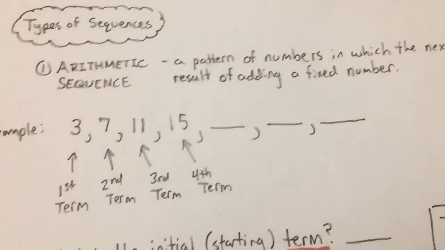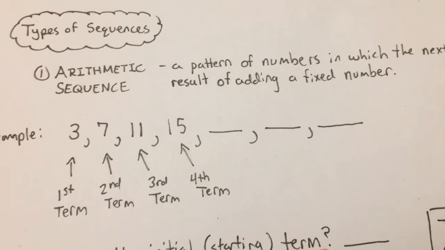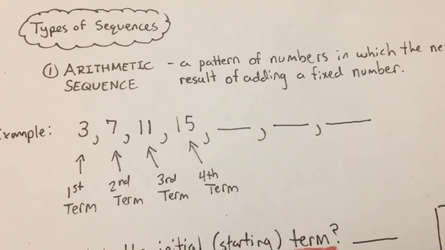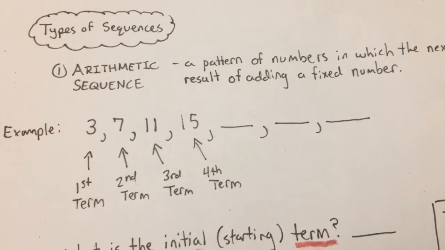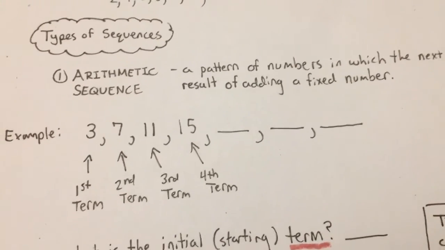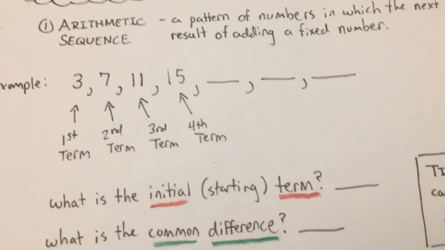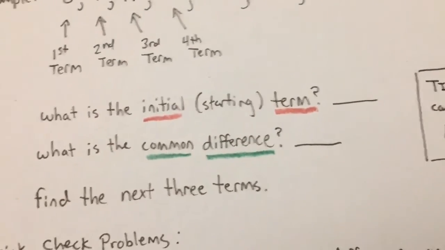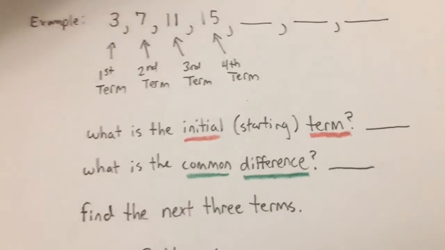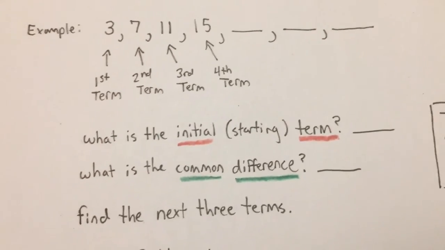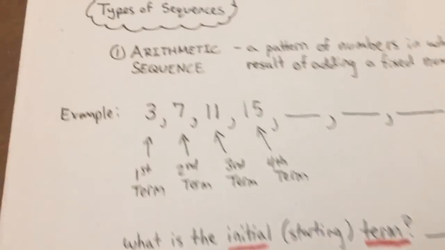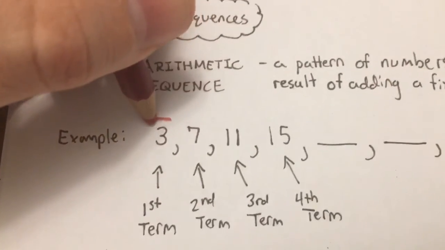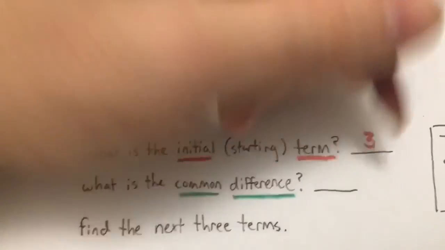We've got these 4 values, and then we got some blanks after it, so we're going to find some missing terms. Now, before we jump in and determine what those missing numbers are, let's answer some initial questions first. So the first question, what is the initial term? That's just a fancy way of saying, well, what's the beginning number? Well, pretty straightforward here. Our beginning number in this set is the value of 3.